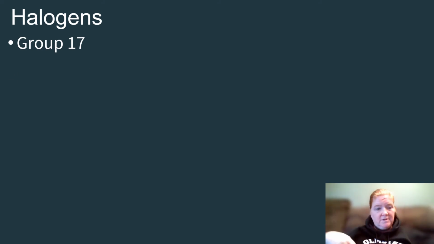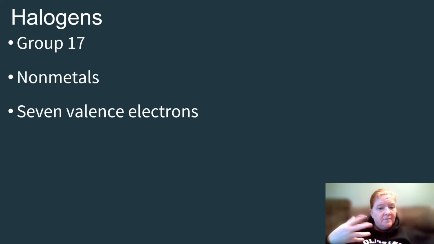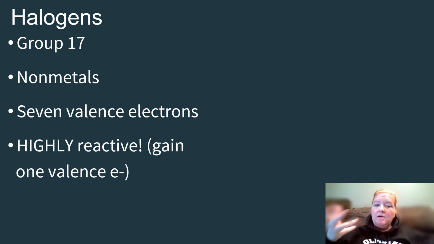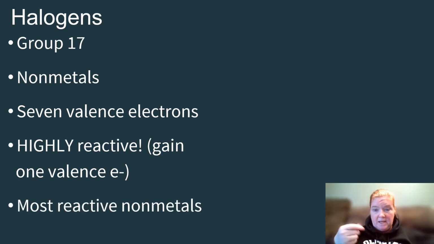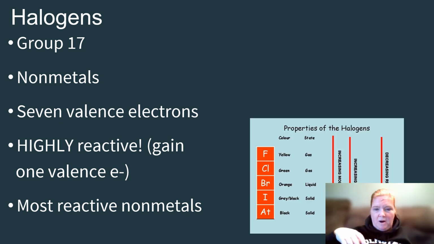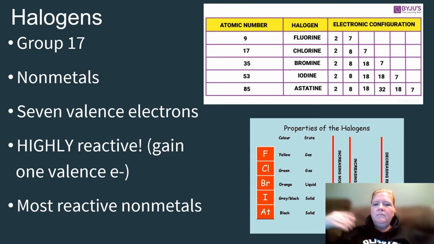Halogens, group 17, nonmetals. They have 7 valence electrons, group 17, 7. They're highly reactive. So instead of losing a valence electron, they're going to gain one. So they have 7. All they need to do is gain one to make 8. They're the most reactive nonmetals. They like to pair up with the alkali metals because alkali metals like to give up one, halogens get one, perfect partners. Okay, so you can see 7 valence electrons.